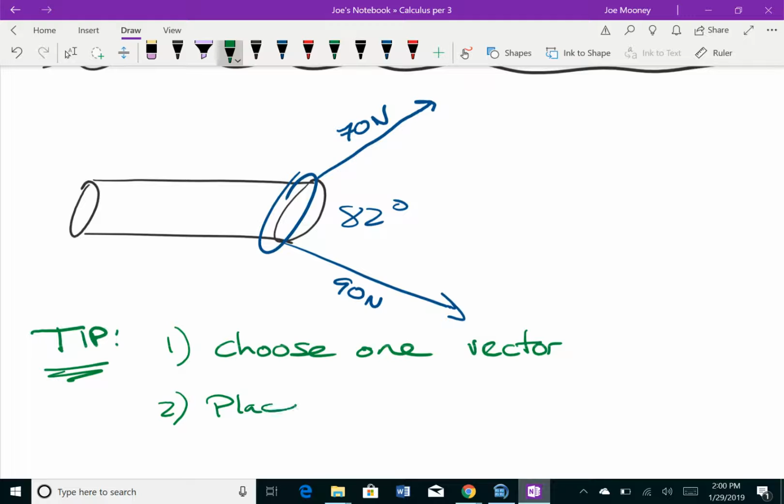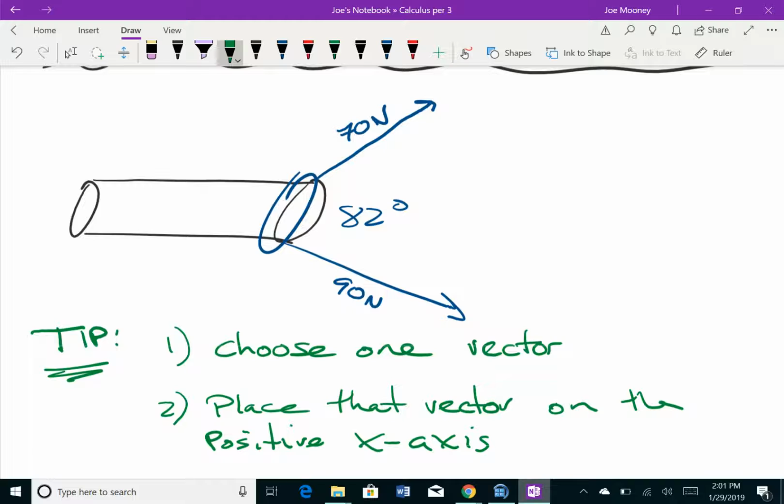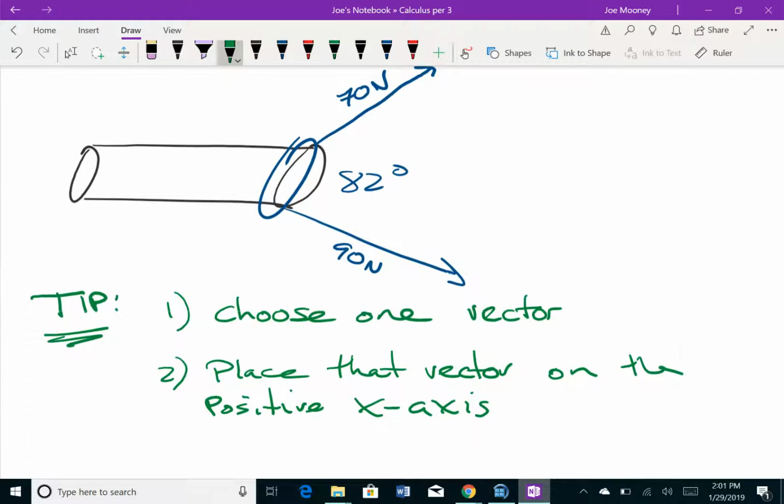Step two: place that vector on the positive x-axis. That's what us math people like to do. We like to take everything, doesn't matter what direction it's going, and we need some kind of uniform way to analyze it. So we place it right where we measure angles from. And then step three: draw the remaining vectors.